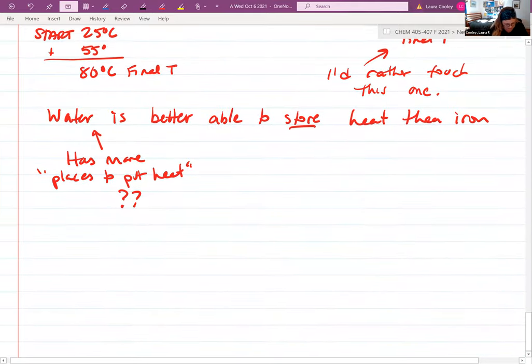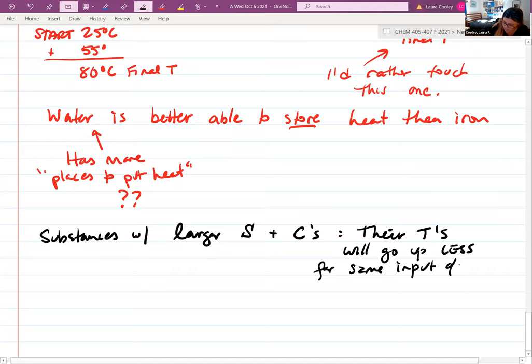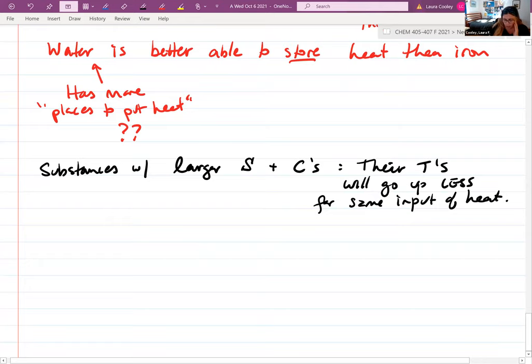Before I tell you why that is, I just want to state for the record that substances with larger specific heats and heat capacities, their temperatures will rise less for the same input of heat. And it turns out that water has actually very high heat capacity or specific heat. So why? Let's consider iron versus H2O.